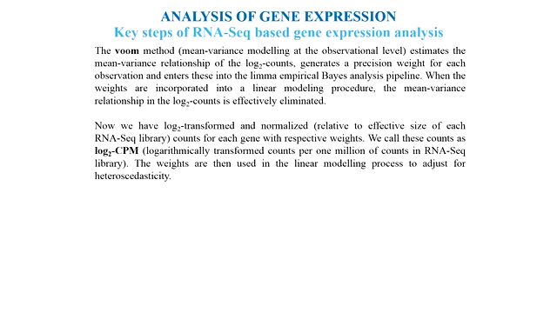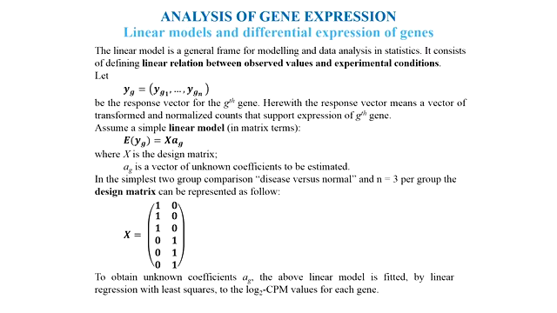So, now we have log2 transformed counts, normalized relative to the effective size of each RNA-seq library, for each gene with respective weights. We call these counts log2 CPM, logarithmically transformed counts per 1 million of counts in an RNA-seq library. The weights are then used in the linear modeling process to adjust for heteroscedasticity.